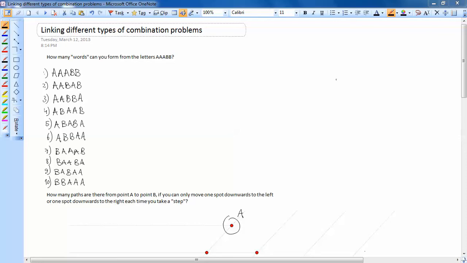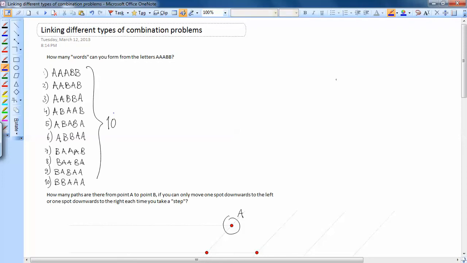One of the types of problems is how many different words can you form if I give you a bunch of one letter and a bunch of another letter. For what we're doing now, we're only limiting this to 2 different types of letters at a time. I've already listed off all the ways. There are 10 of them. Now that doesn't really tell us much.